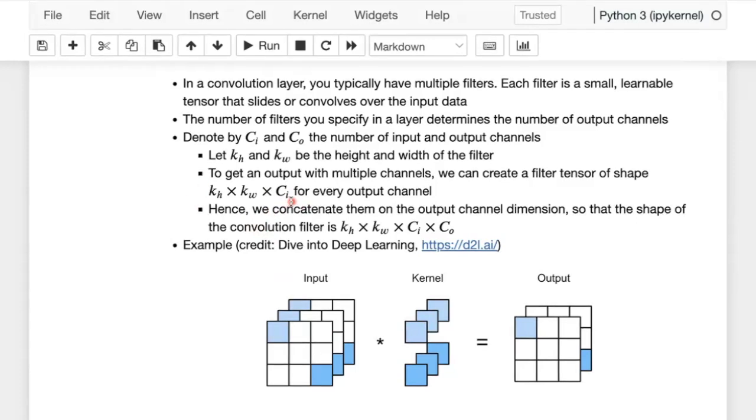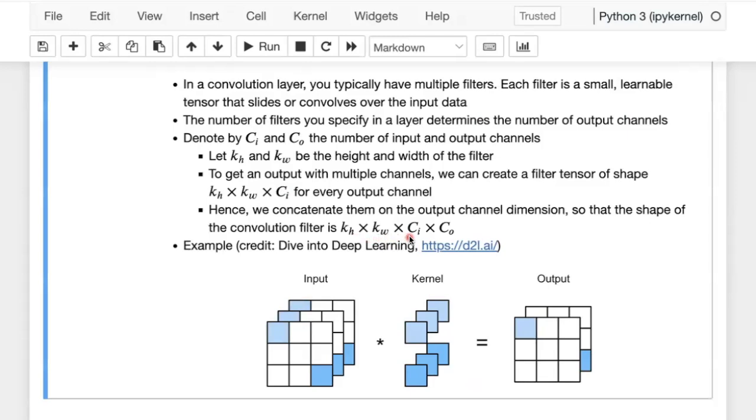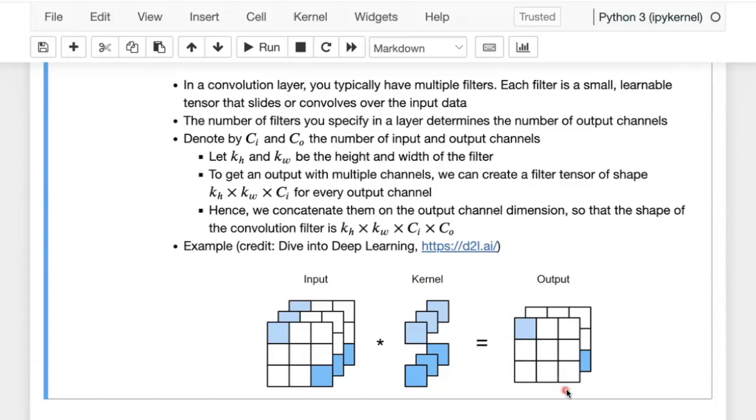And now if you want to have co, where o stands for the output, if you want to have co channels in your output, then technically the total size of your kernel is kh by kw by ci by co. So you get a 4-dimensional tensor or array here for these kernels that you use. And as you can see here, for the output height and width, we can use the formula that we just had before. And in terms of number of channels, we get co channels.